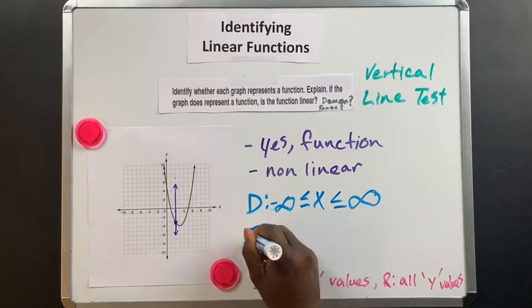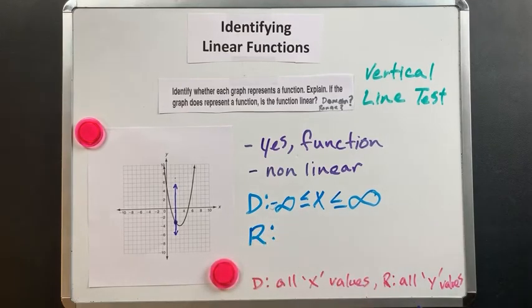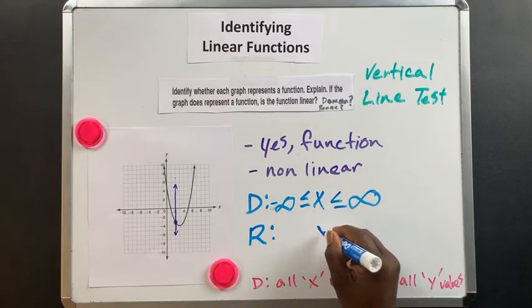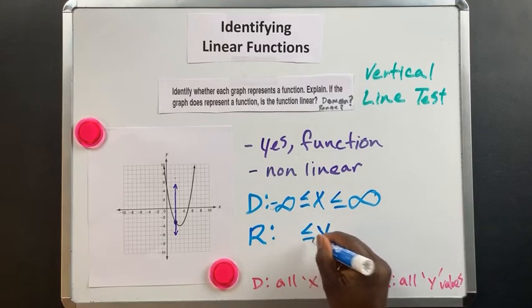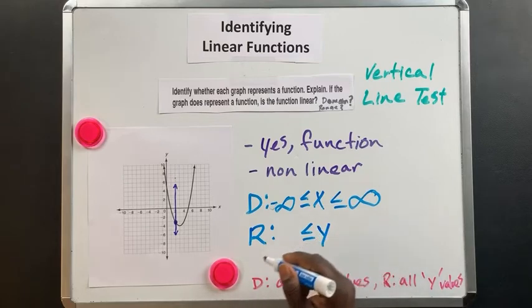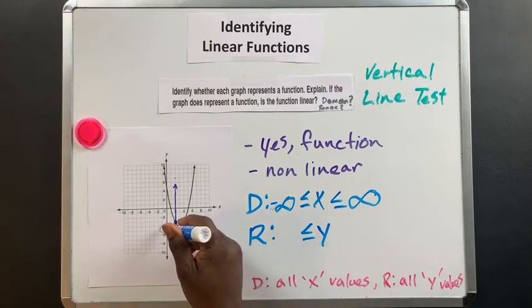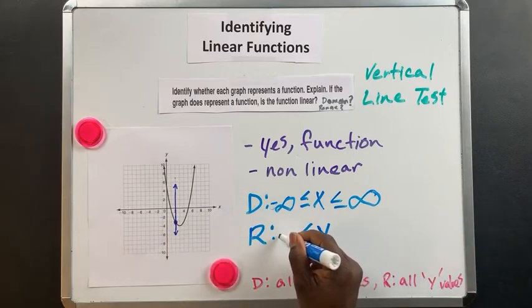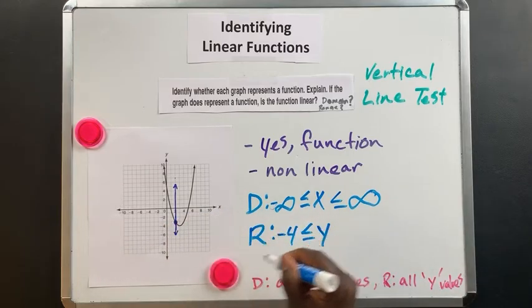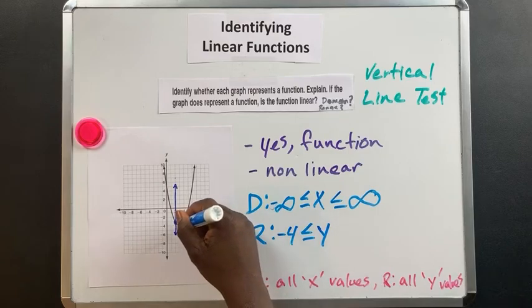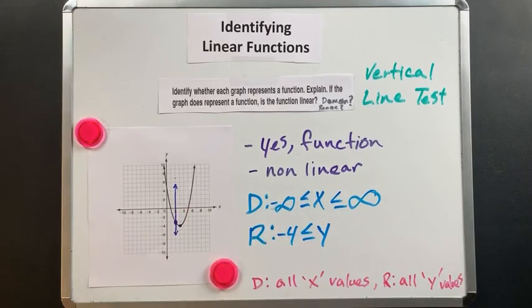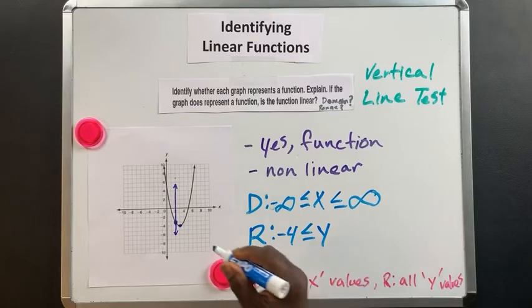Now let's start with the range, all y values. First of all, set it up here. All y values greater than or equal to, what's the lowest point on this graph? That's -4, so we say -4. Right about here, that's the lowest point on the graph. And then what's the highest?